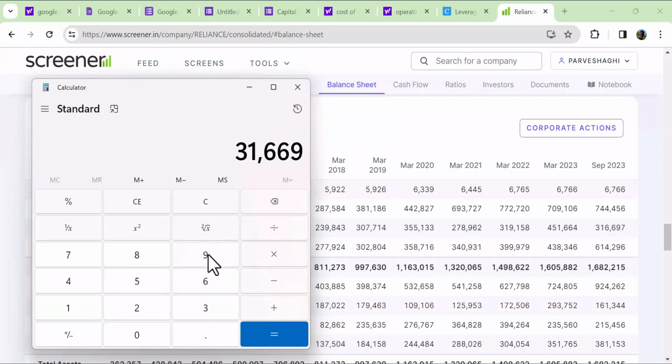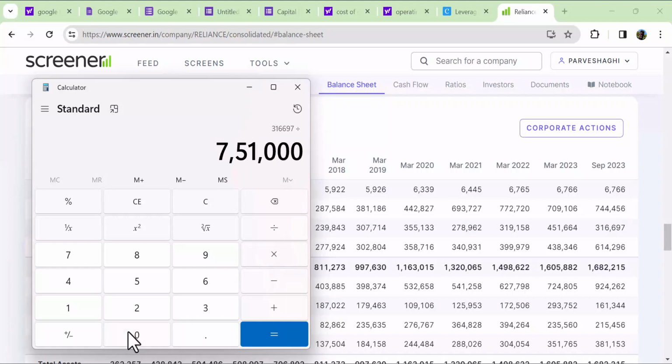316697. So this is the debt. Now we divide this by, say, 7. I'm just adding this: 751. So I've added this 67 plus 744. Okay, and I've just rounded off.